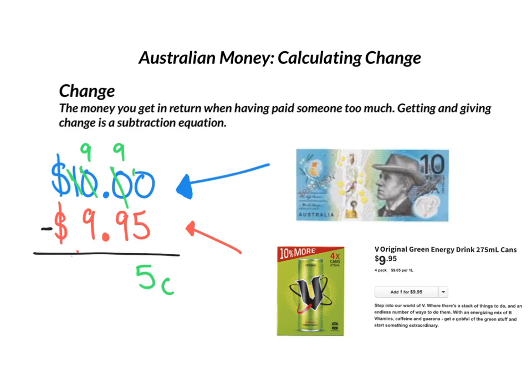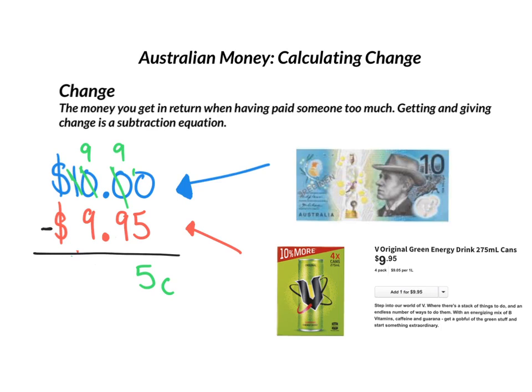In this last example, I go into the shops and I get a 4-pack of V cans. I go to the counter and I give my shopkeeper $10. I give over $10 and say to my shopkeeper, I'd like to buy these cans of V. So the cans cost $9.95. So in return, the shopkeeper gives me 5 cents change. So they give me the 4 cans of V and 5 cents in return because I've paid too much.